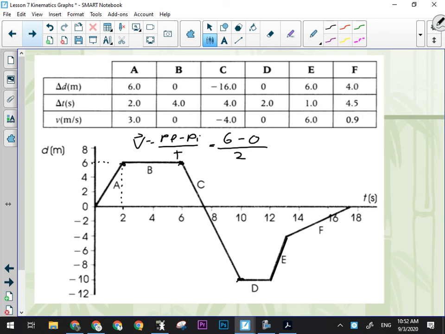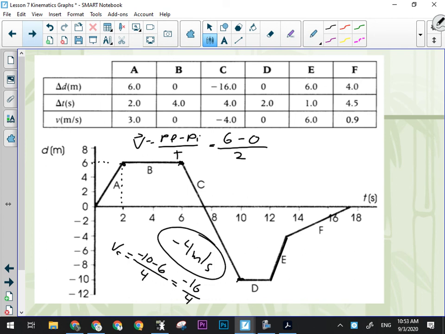All right. Can I calculate the velocity during part C? I can. In the same way I calculated it in part A. So for part C, the velocity is the final position, negative 10, minus the initial position, positive 6, and that took 4 seconds, right? Went from 6 to 10 seconds. All right, so I've got negative 16 over 4, so negative 4 meters per second. The math says that it was moving backwards, because I got a negative velocity.